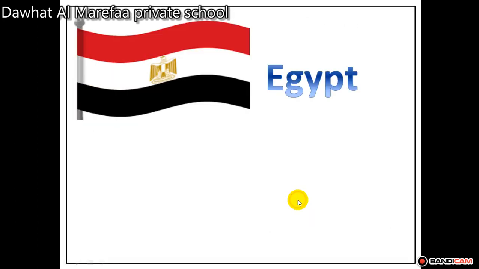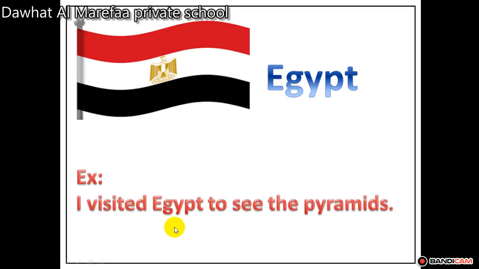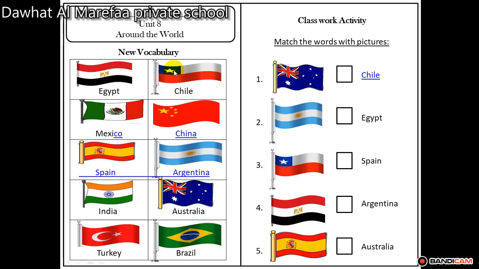So let's start. What is this? This is Egypt. Masr. So the name of each country, we will know it, and the first one is Egypt. We want to know an example here. I visited Egypt to see the pyramids. I visited, yani zort, and this is in the past tense. Why? Because we added d or ed to the verb. Pyramids yani il ahramat.